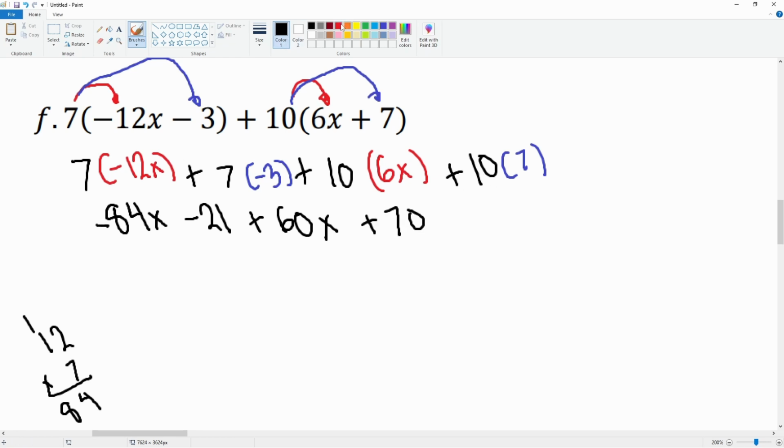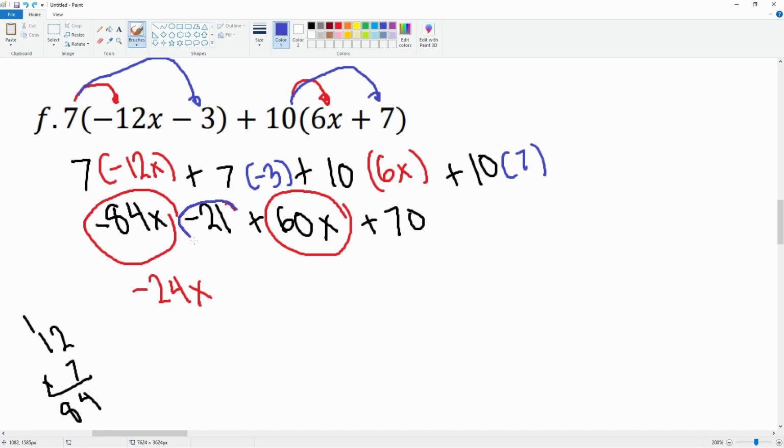Are there any like terms? Yes, there are. So we have your negative 84x and your positive 60x. This gets you a negative 24x. Then we have your minus 21. The minus 21 and the plus 70.